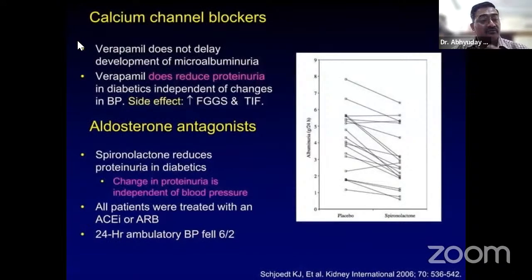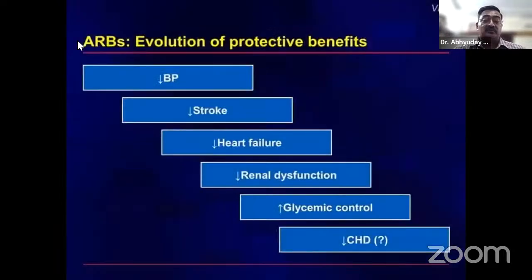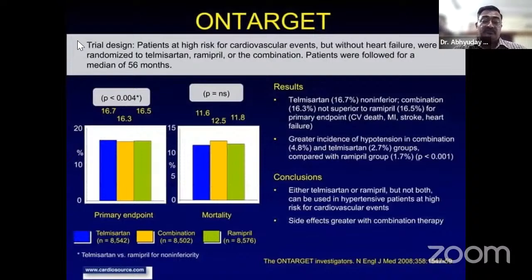Calcium channel blockers have also shown, like verapamil, reduce proteinuria independent of BP changes. Aldosterone antagonists like spironolactone also reduce the proteinuria in diabetic patients. And it should be started in patients in whom ACE inhibitors or ARBs are already there and you don't get reduction in blood pressure or the microalbuminuria. So here ARBs, especially in type 2 diabetics, have been shown to have a lot of benefits. They don't only reduce the blood pressure or the incidence of stroke or heart failure, they reduce the renal dysfunction, improve the glycemic control, and chances of cardiovascular problems also.